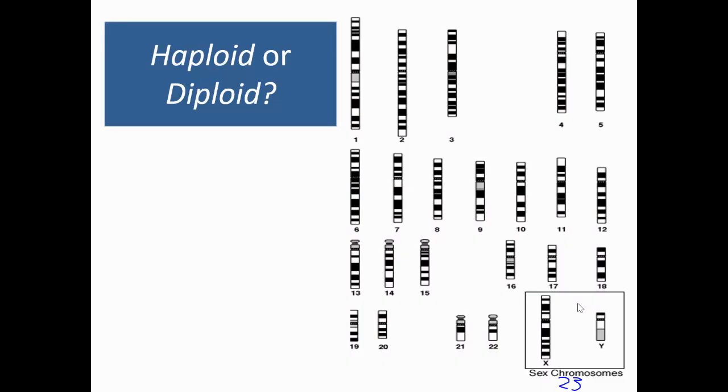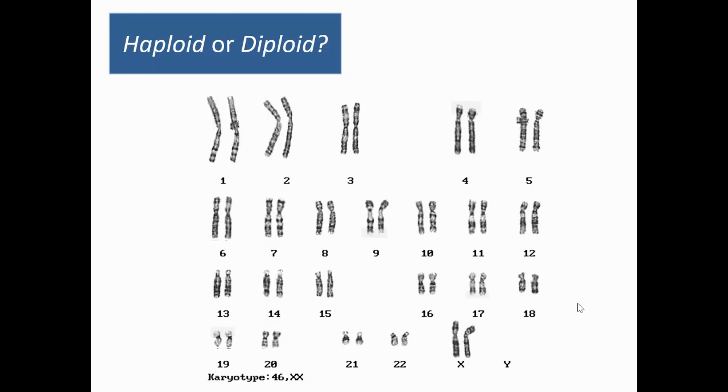Okay, so looking at this, what do you think, haploid or diploid? I'll give you a little bit to answer here. And this one would be haploid because you've got one per number. Okay, haploid or diploid? This one would be diploid because you can see you've got 2 of every type of chromosome here. Remember, each number is a type of chromosome.